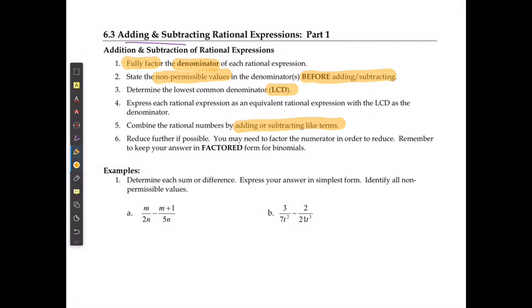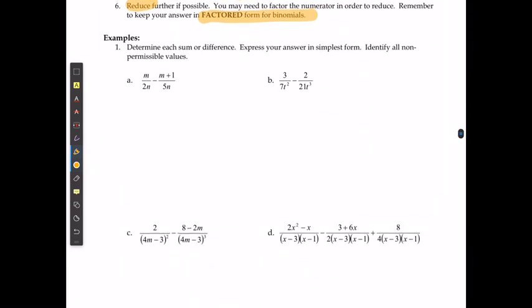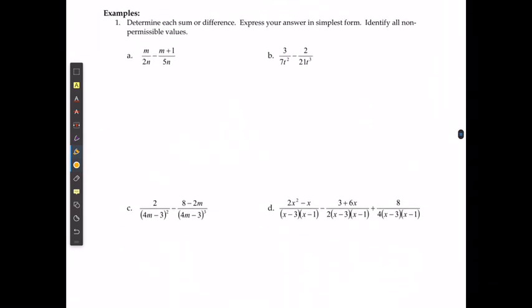And then, if it's at all possible, we're going to keep reducing like we did with the multiplying and dividing at the end. So always, always, always, once you get to the end, see if you can reduce it further. We always want to keep our answers in factored form for the binomials. So don't worry about multiplying it out in the final form. It should still be factored down to show, no, there is no other common factors that exist. So let's try a few examples of this.